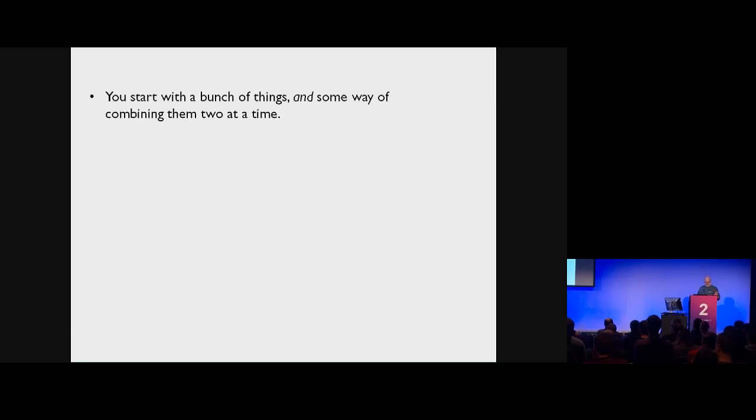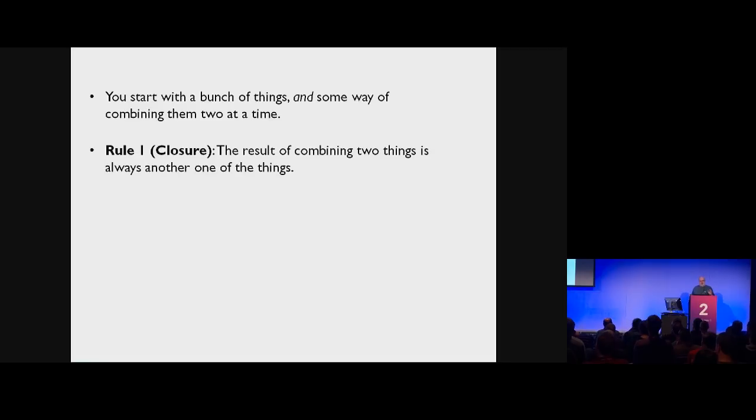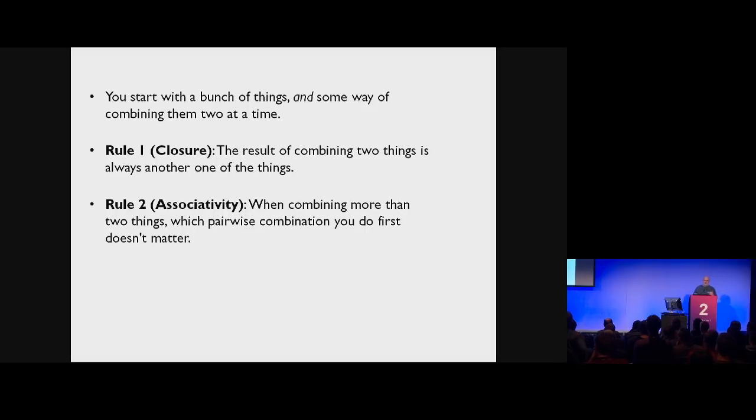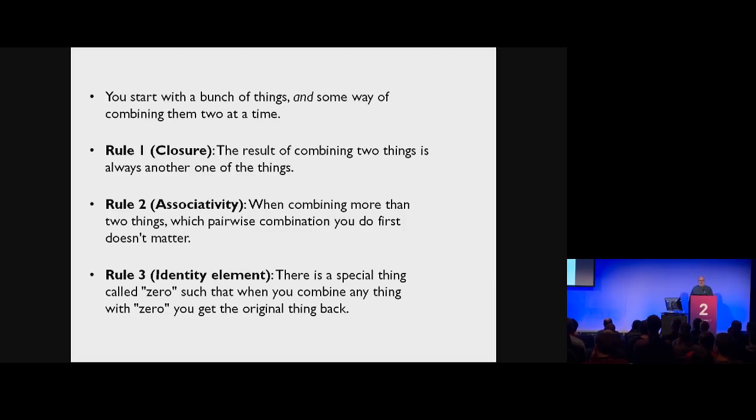We've got a bunch of things. We've got some way of combining them two at a time. And the first rule we have is the closure rule, that when you combine them, you get another thing of the same type. And the second rule is associativity, which is when you combine more than one thing, it doesn't really matter which order you combine them in. And the third thing is there's a zero or an identity element that when you combine it with a thing, you get the same thing back. So it doesn't do anything.